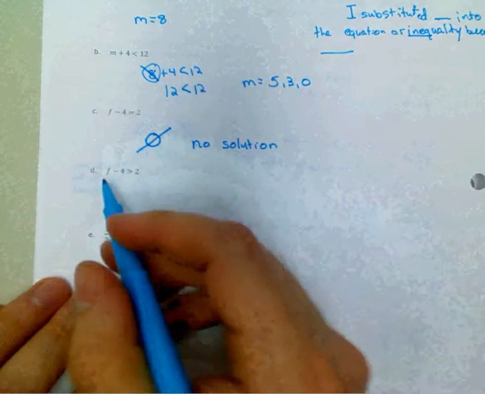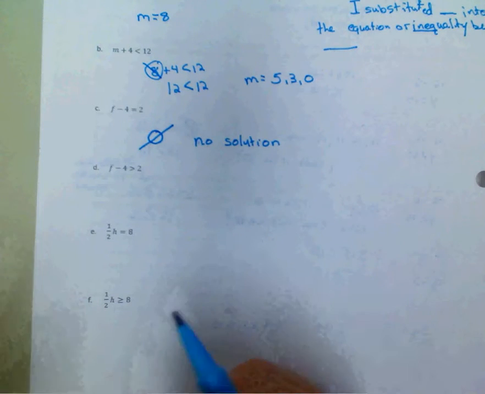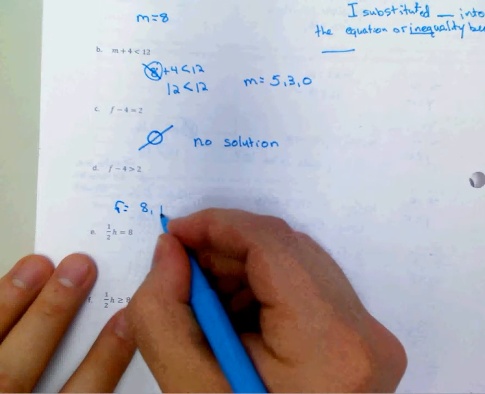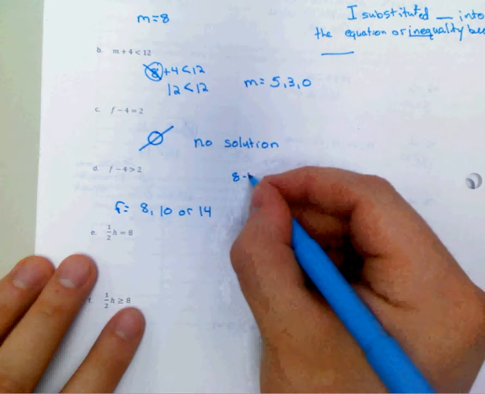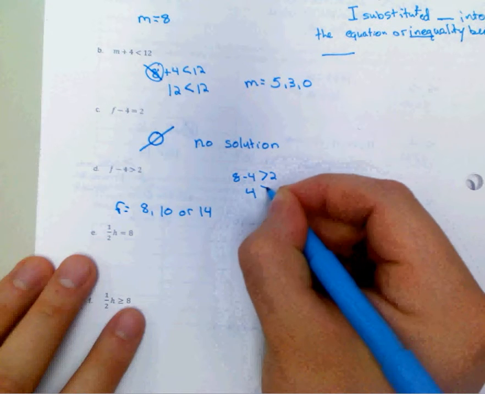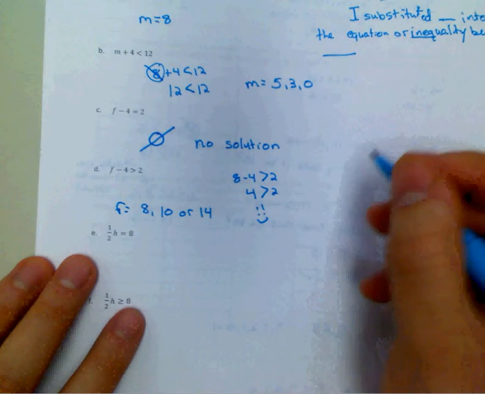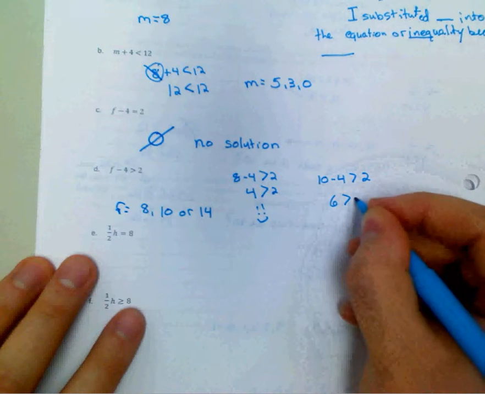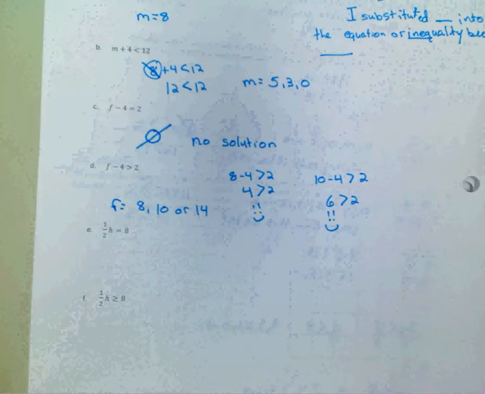None of them. Okay. For f minus 4 is greater than 2, that's different. Because we just need a number that's going to be greater than 2. So f could possibly, after using our substitution, be 8, 10, or 14? And we can check. 8 minus 4 is greater than 2. 4 is greater than 2. We are happy. Okay. So then we have 10 minus 4 is greater than 2. 6 is greater than 2. We're all good. And we can just keep going through and using our guess and check in order to do that.